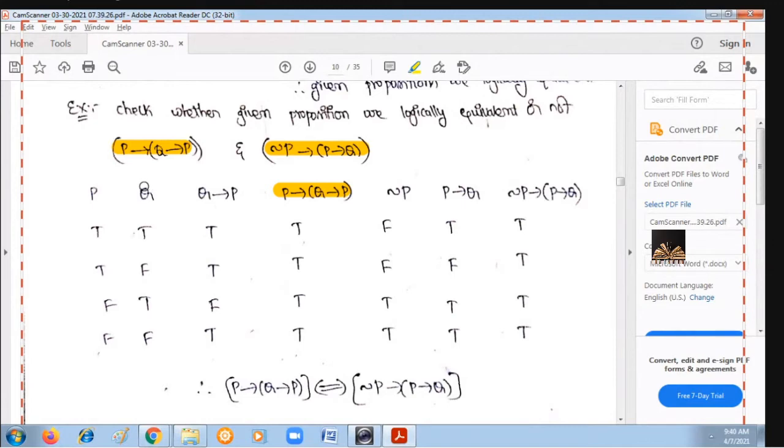Q tends to P means what? This is your hypothesis. This is your conclusion. Only when the conclusion is false, then the result is false. Similarly, here this is your hypothesis, and this is your conclusion.